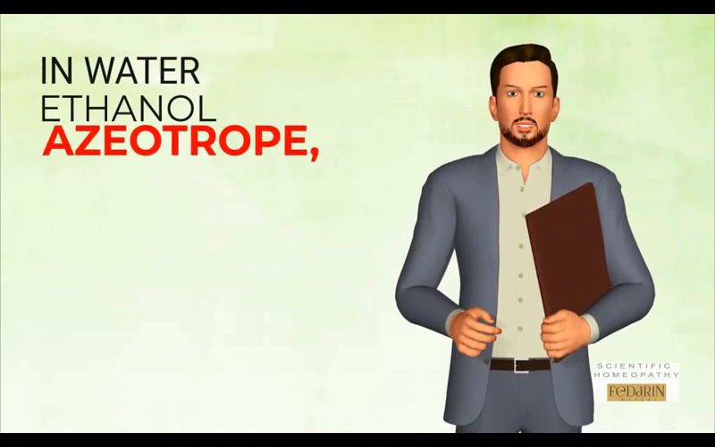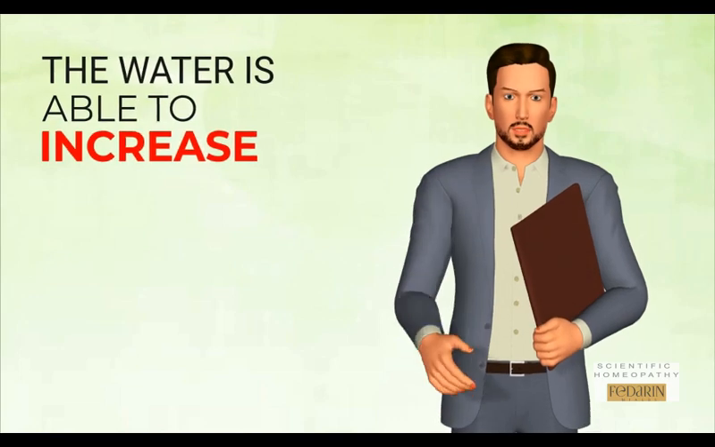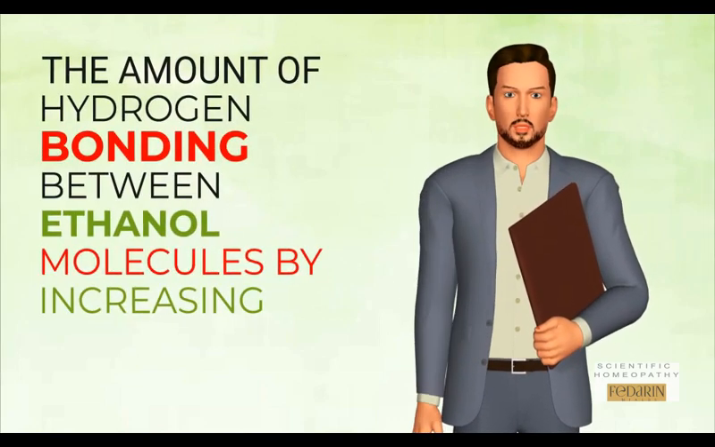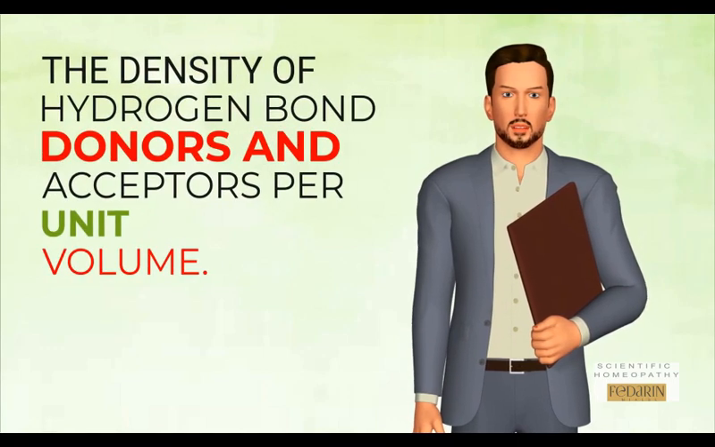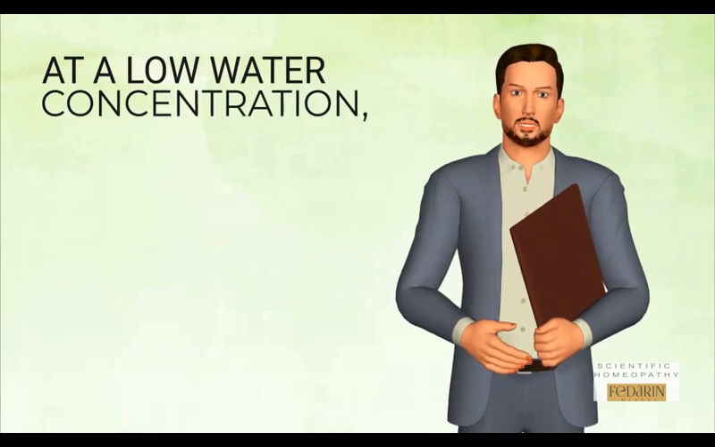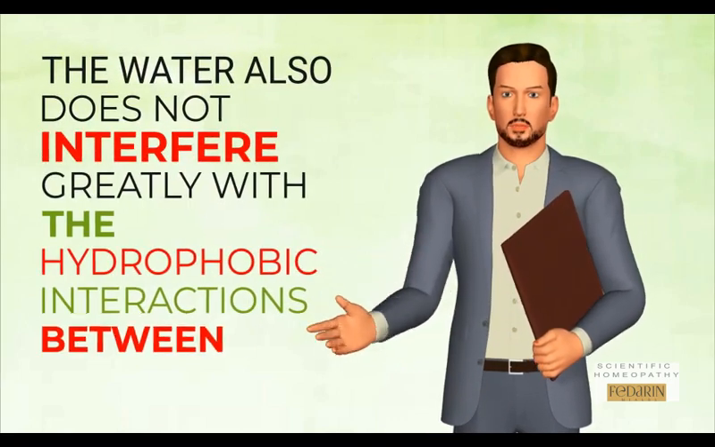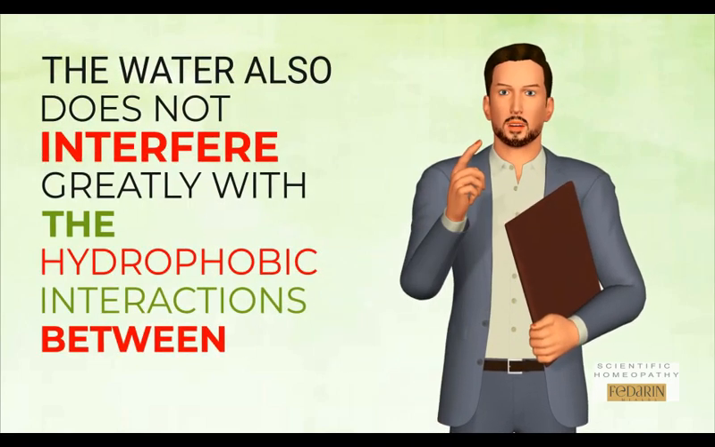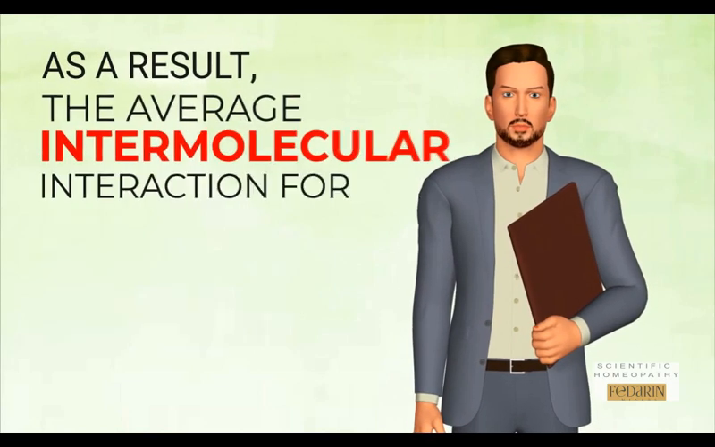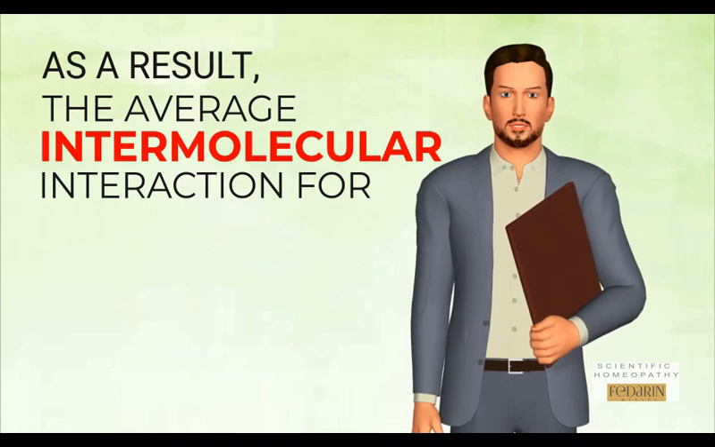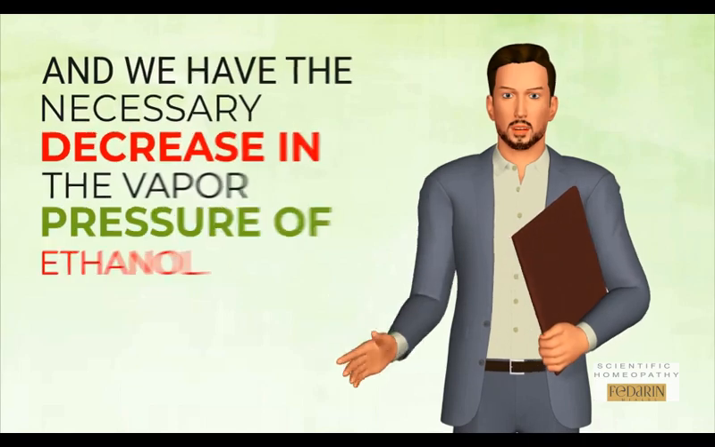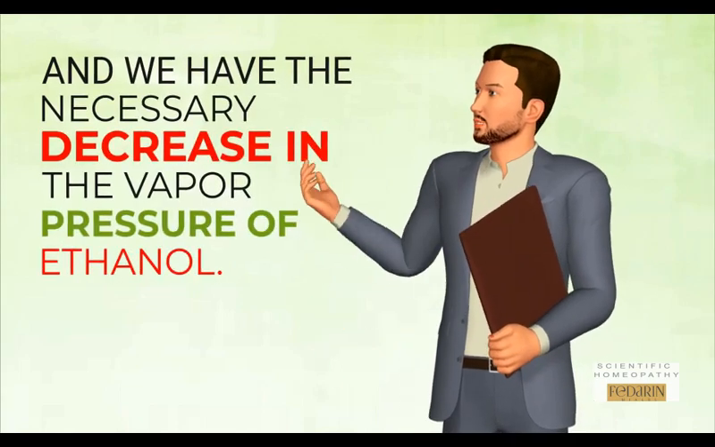In water-ethanol azeotrope, the water is able to increase the amount of hydrogen bonding between ethanol molecules by increasing the density of hydrogen bond donors and acceptors per unit volume. At a low water concentration, the water also does not interfere greatly with the hydrophobic interactions between the ethyl ends of the molecules. As a result, the average intermolecular interaction for the ethanol molecules is stronger than in pure ethanol, and we have the necessary decrease in the vapor pressure of ethanol.